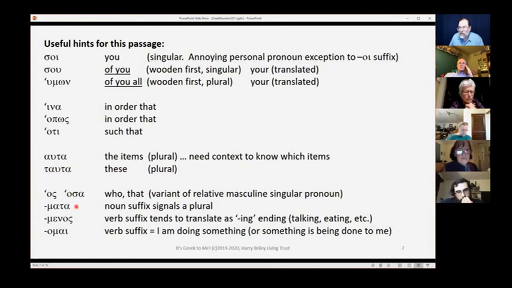Mata tells you it's a plural for a noun. Menos is kind of like our English ing. So I'm walking, I'm talking, I'm eating. If you see the word menos at the end of a verb, it's like the ing ending in English. Going back to the top, we drilled into our minds during the summer that any oi ending was masculine plural, except this is an exception to the exception.